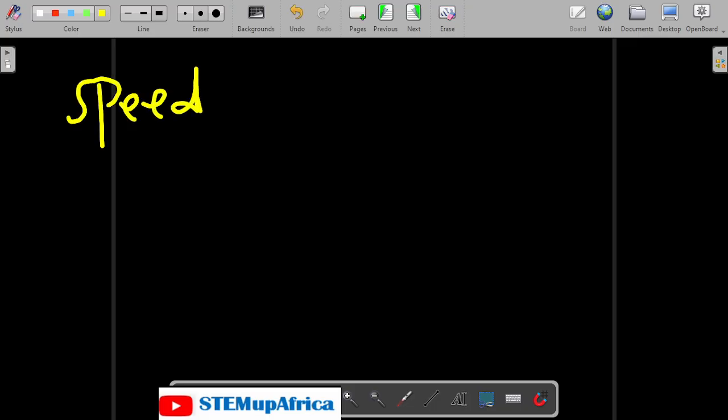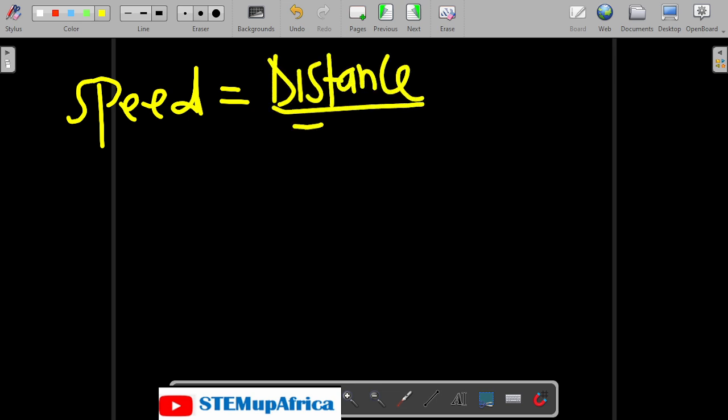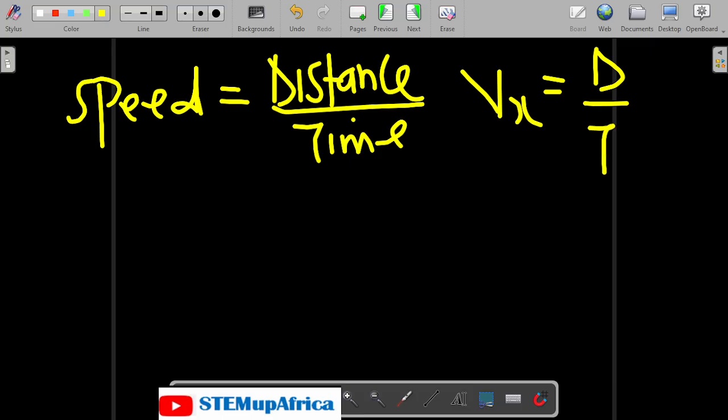If you're a physics student, this should be okay by you. Speed is distance over time. That's how you calculate speed. So the speed of X, Vx, is the distance traveled over the time.